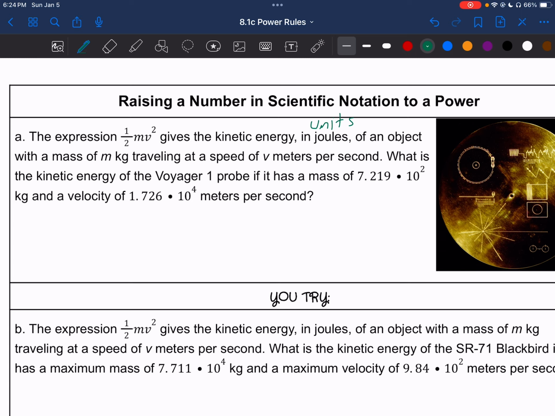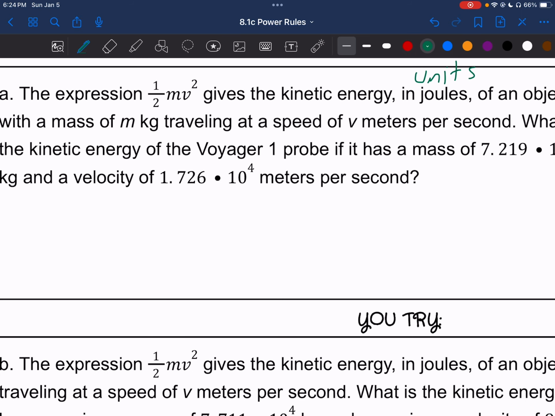All right, so let's break this down. We start off with 1/2, and I'm going to just use 0.5 as 1/2, instead of using the fraction, I'm going to use the decimal. Times our mass, which is 7.219 times 10 to the second power, times our speed, 1.726 times 10 to the fourth power squared.